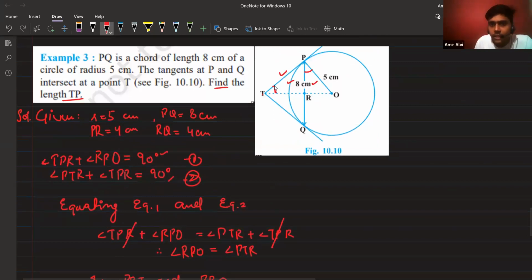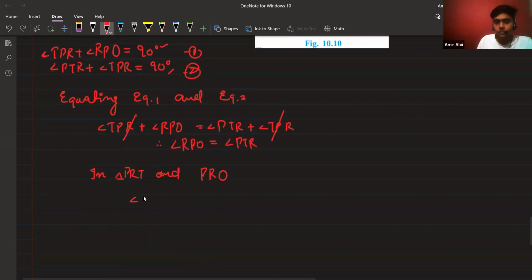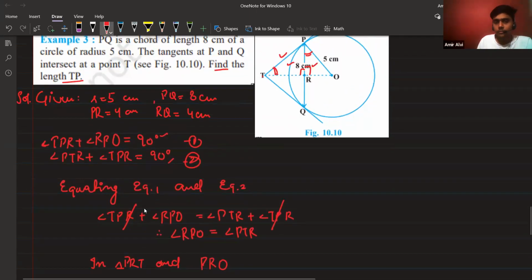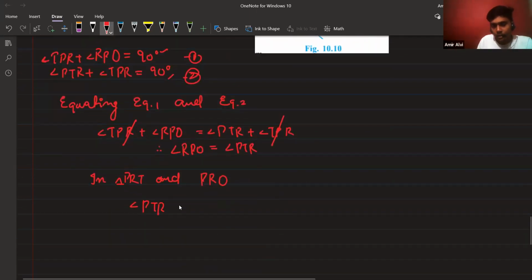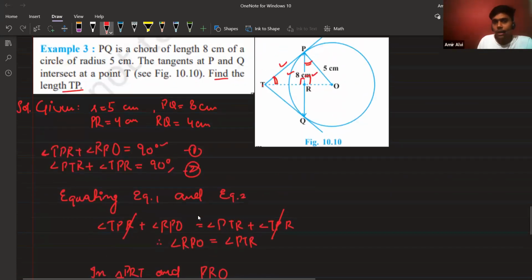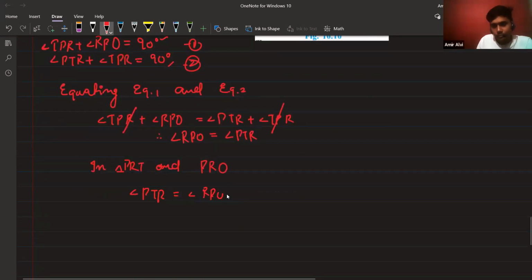In this triangle, this angle is equal to this angle. This angle is 90. This angle is also 90. PRT is 90. PRO is also 90. So if two angles are equal, then this is a similarity. Angle PTR is equal to angle RPO. It's proved.